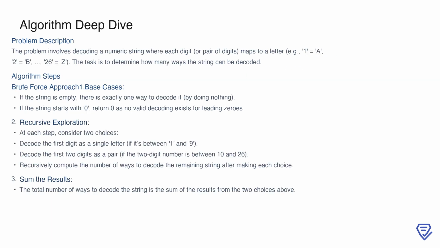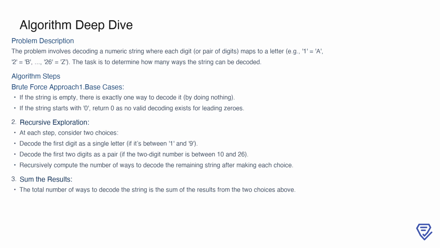This problem asks us to decode a numeric string into all possible letter combinations based on a mapping where 1 corresponds to A, 2 to B, and so on, up to 26 for Z. To solve this, we first consider a brute force approach. The base cases are straightforward. If the string is empty, there is exactly one way to decode it, which is essentially doing nothing. If the string starts with 0, we return 0 since no letter corresponds to a leading 0.